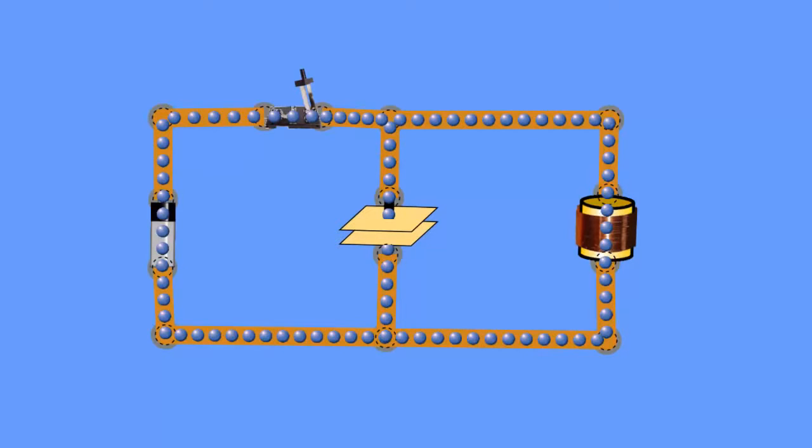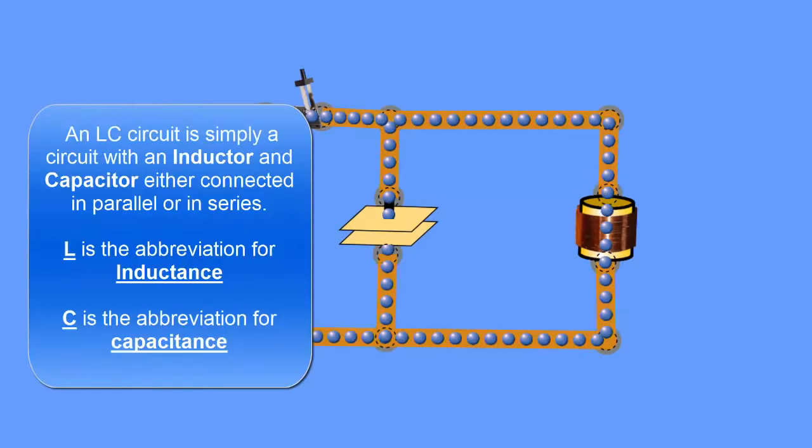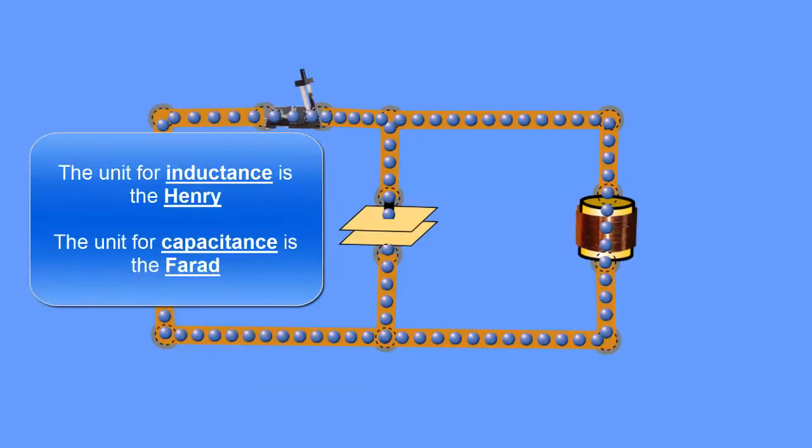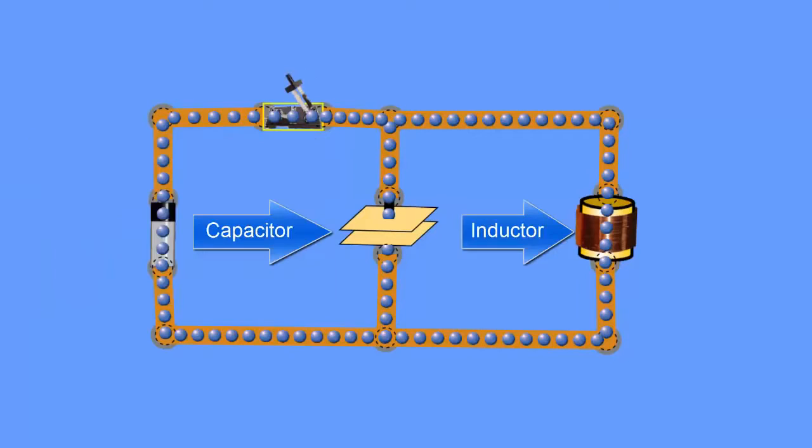Let's look at an LC circuit. An LC is just a fancy name for inductance and capacitance. L is our abbreviation for inductance and C is our abbreviation for capacitance. So what we have here is a capacitor and an inductor in parallel with no resistors.